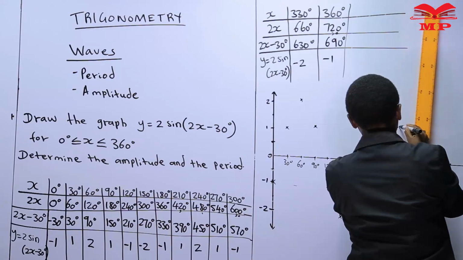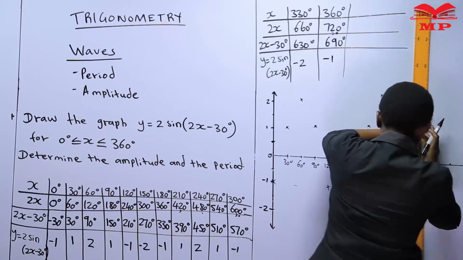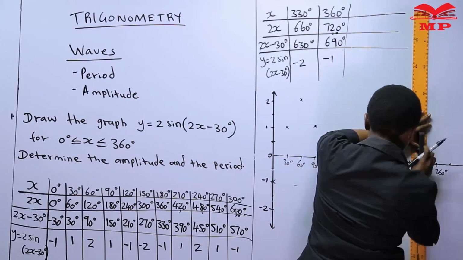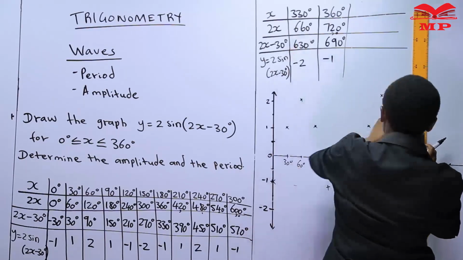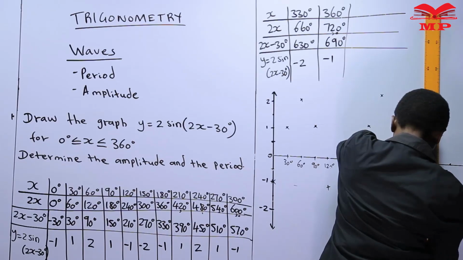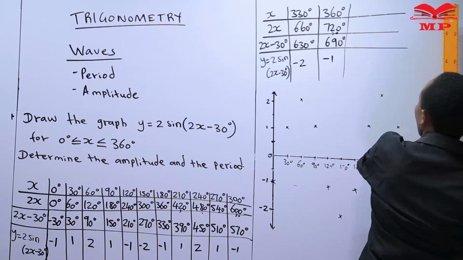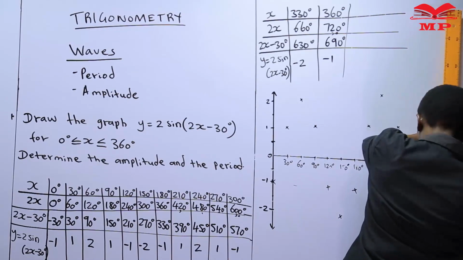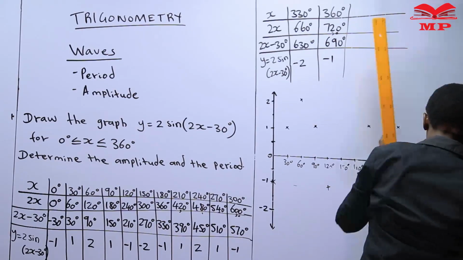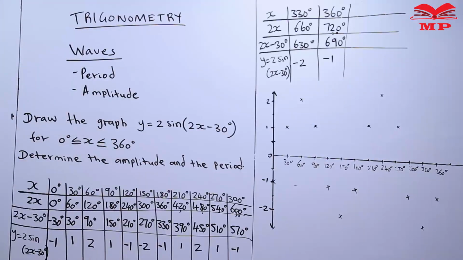270, we have 1. Then 300, we have negative 1. 300, we have negative 1 at that point. Then 330, we have negative 2, which is somewhere here. Then finally 360, we have negative 1. 360, we have negative 1 at that point. Then now we need to plot it.